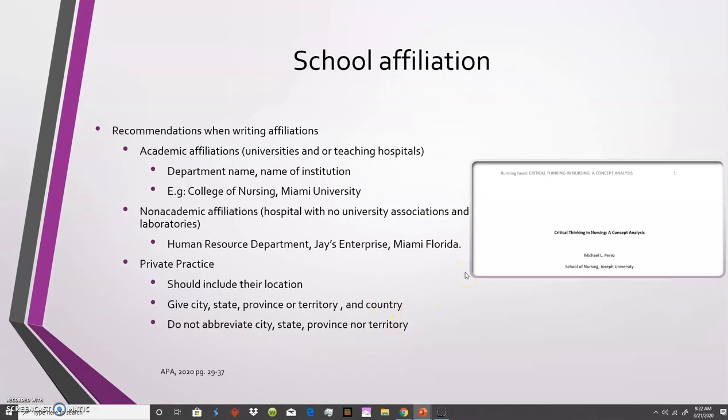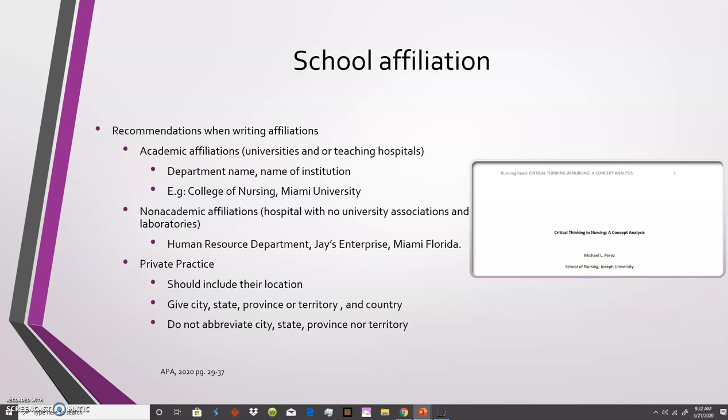Now, here's an example. We have critical thinking, the title, we have the author's name, and then we have the school. So you want to have the department first, which is School of Nursing. It could be sociology, it could be psychology, and then you have a comma, and then you have the name of the university. So it should be the department first, then the name of the university.